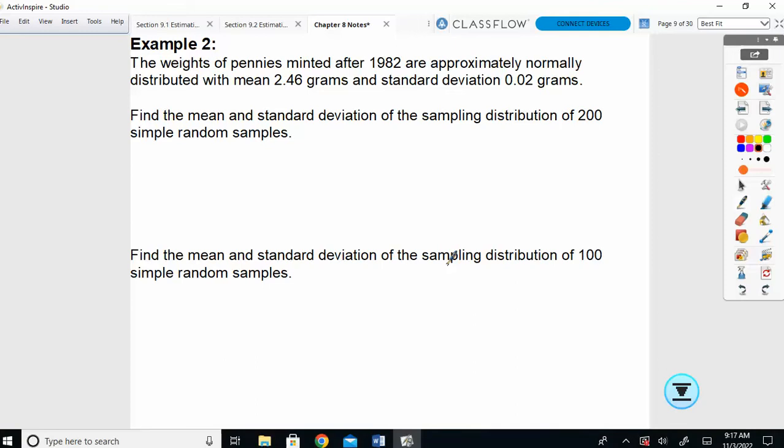The weights of pennies minted after 1982 are approximately normal. So I told you it was normal. That means we can do all of our stuff. Normally distributed with a mean of 2.46 grams. So the original population mean is 2.46 and the standard deviation is 0.02. That's the mean and standard deviation of all pennies. So if I want the mean and standard deviation of the sampling distribution of 200 simple random samples, okay, I am talking about a sampling distribution. So that tells me I'm talking about that X bar.